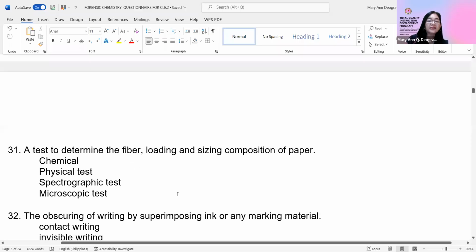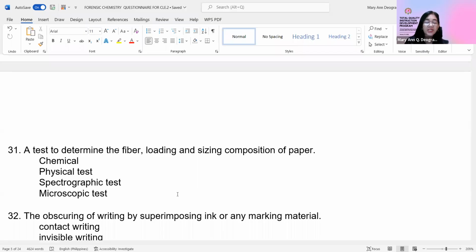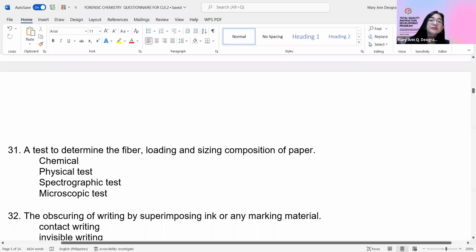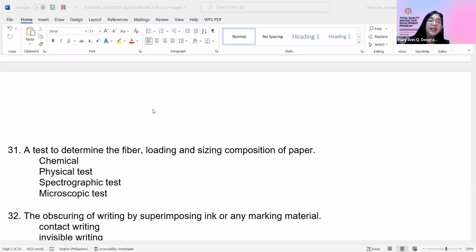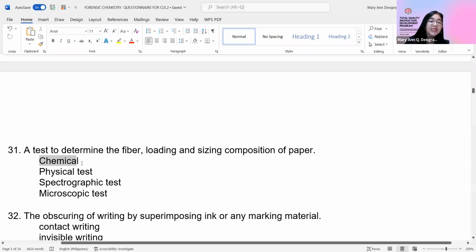Number 31, a test to determine the fiber, loading, and sizing composition of paper. Which among them is the answer? Okay, chemical. May mga nakakasagot ng tama. Alright, so chemical test or chemical examination.